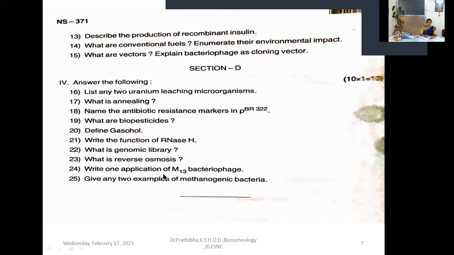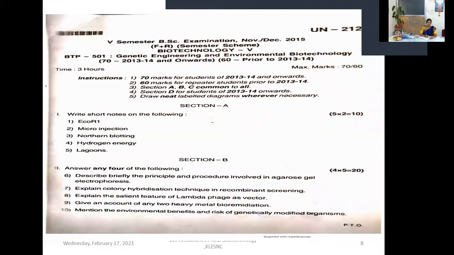Write one application of M13 bacteriophage. Give any two examples of methanogenic bacteria. Now let us go through the question paper 2015. Write short notes on the following.